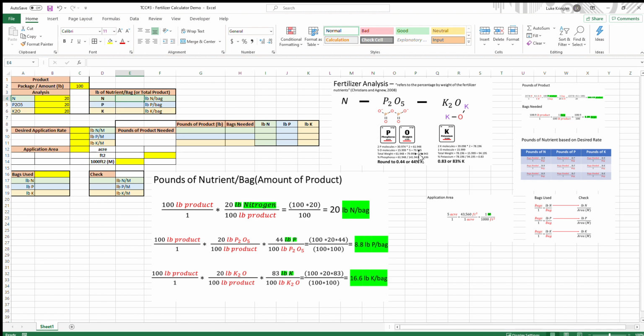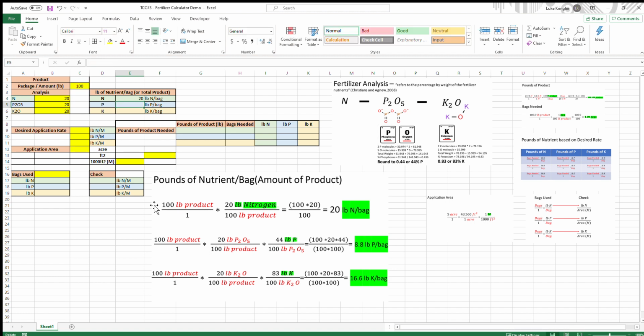So let's look at nitrogen first. If you see on the slide here, this will give you an idea of where I'm getting my numbers from. The first thing I'm going to do to input a formula is equal sign, open up a parenthesis. I'm going to take my 20 pounds of nitrogen and divide it by 100 to make that 20 from the analysis a percent. And I'm going to multiply this by the weight of the bag, which we said was 100 pounds. And we get our 20 pounds.